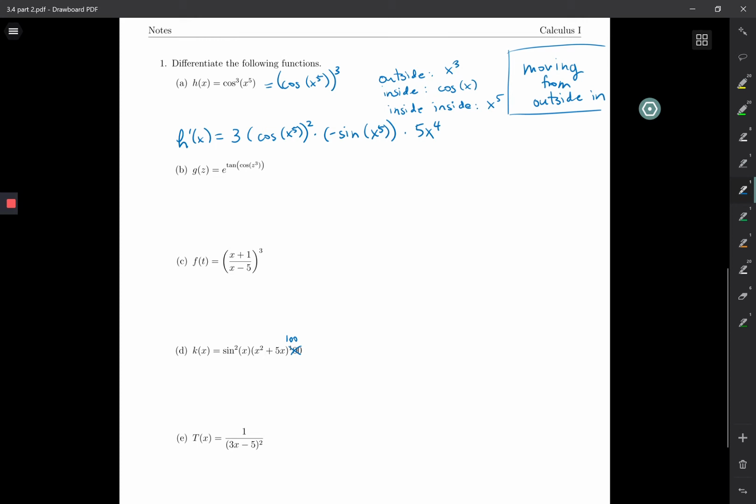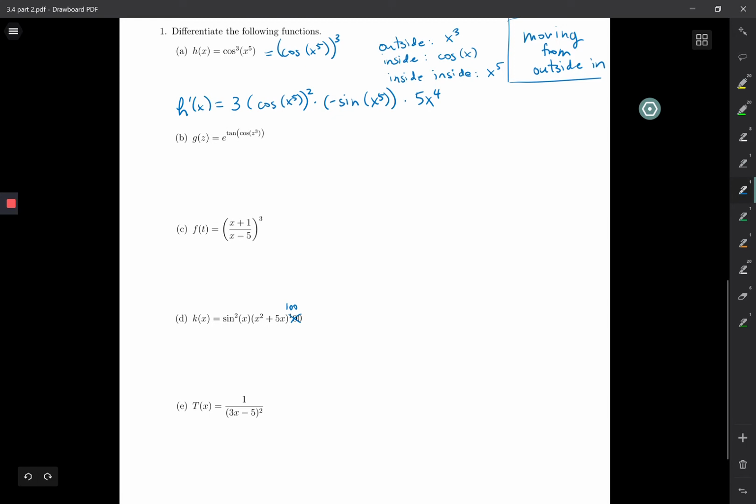Okay, so we have this next function. And so I'm going to do this without labeling each of the functions. So when I look at this function, I see e to this stuff in the exponent. And I know that e to the x, the derivative of that is e to the x. So my first derivative is going to be e to the stuff in the exponent. So just e to the tangent of cosine of z cubed. Okay? So that's my first derivative.